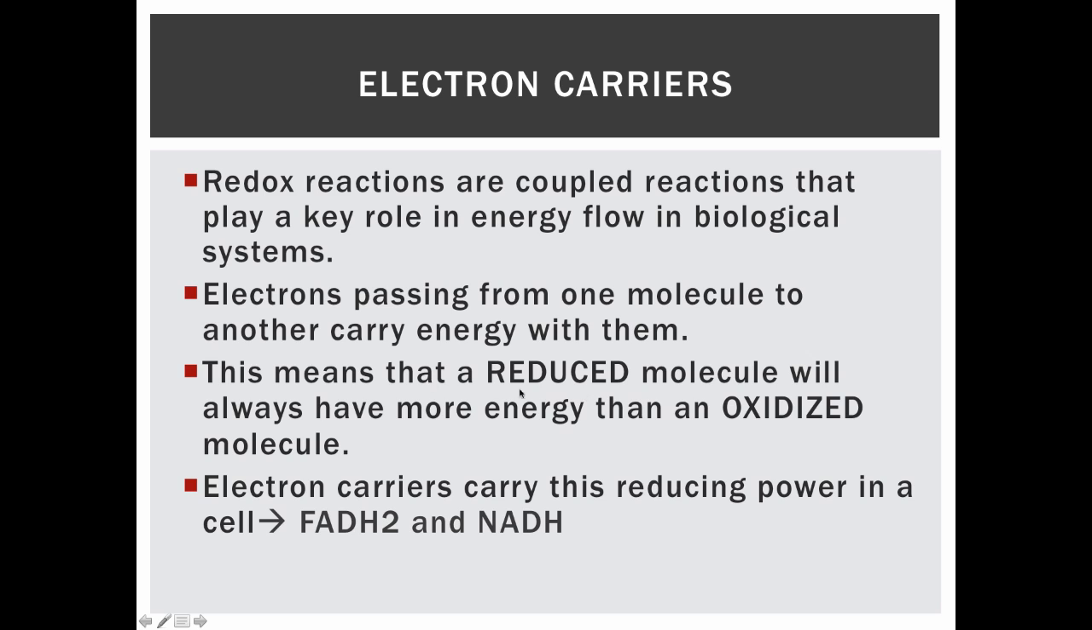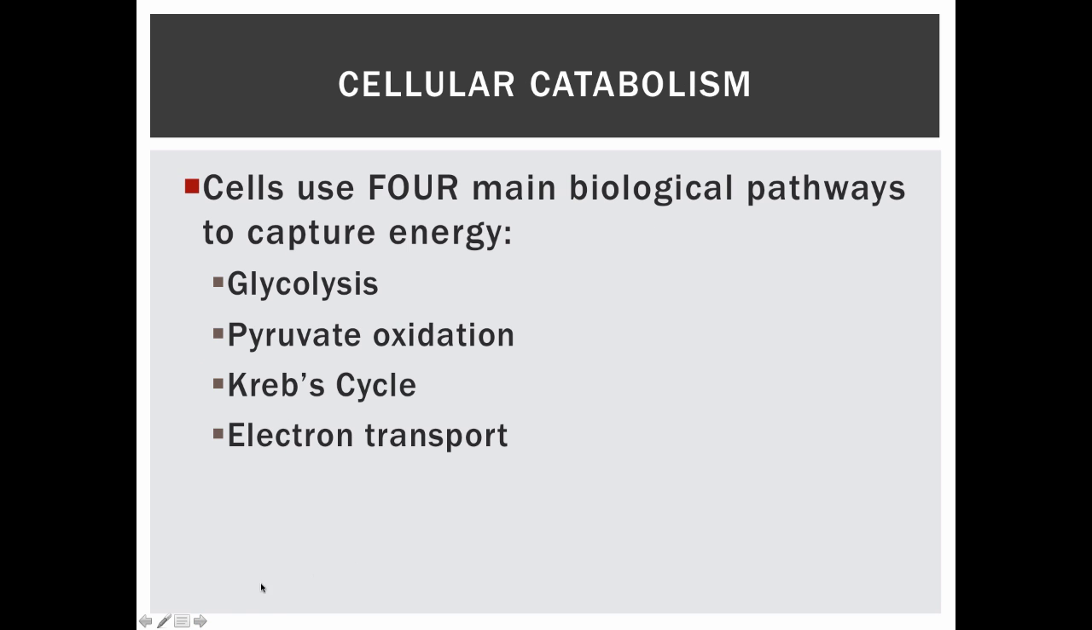So things that are highly reduced, like glucose, have a lot of energy stored in them. Things that are highly oxidized, like carbon dioxide, do not. And we're going to ignore FADH2 and NADH2, the last two molecules on that slide. They are kind of the prime energy electron carriers in our cell. So cells use four main biological pathways to capture energy. I've mentioned at least two of them, I know, several times during this screencast.